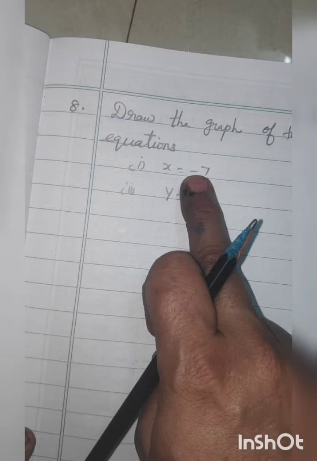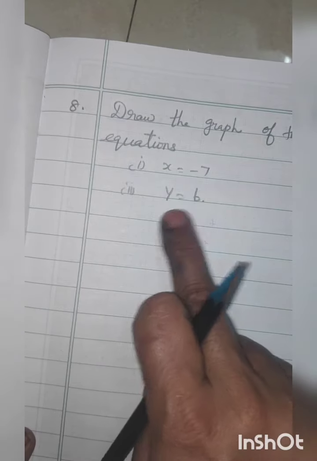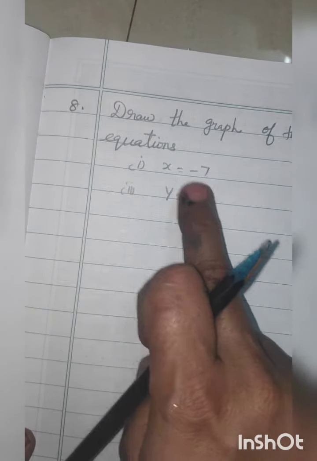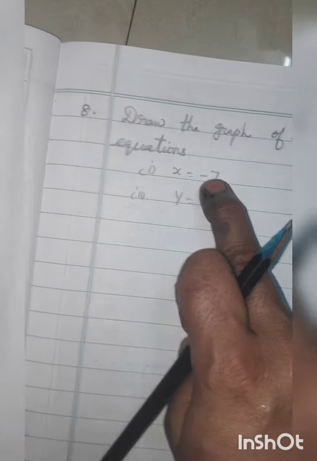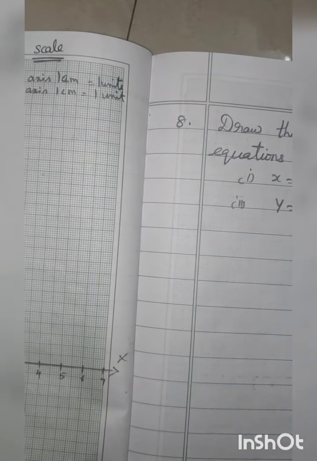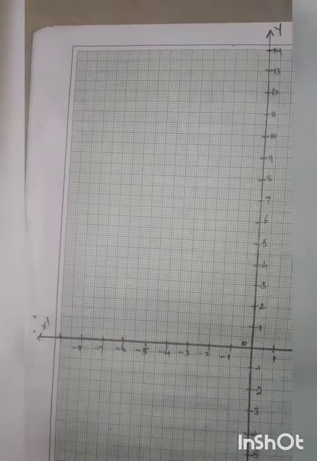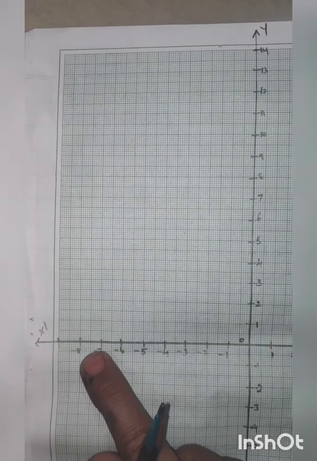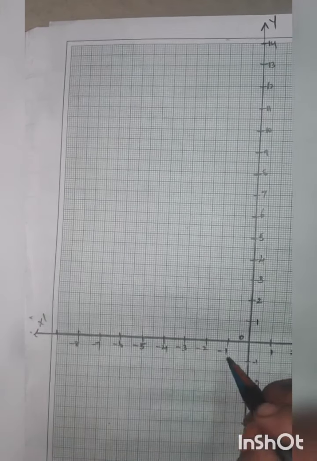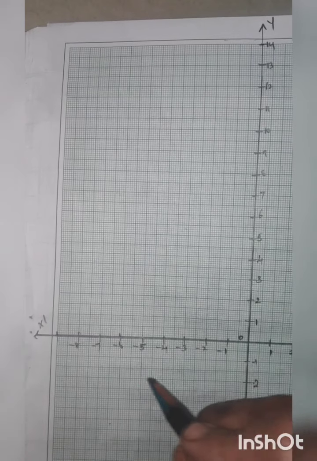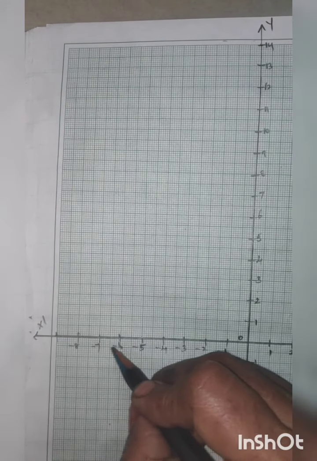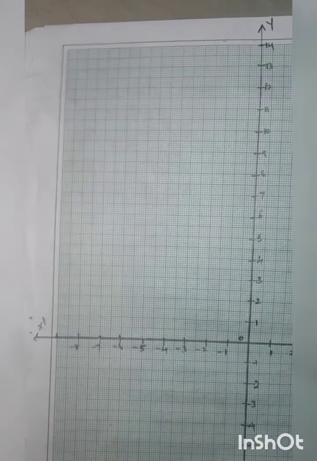x equal to minus 7 is the first question. y equal to 6 is the second question. X is a minus value. Do you see the x axis or the x dash axis? X dash. So on x dash, where is 7? Minus 1, minus 2, minus 3, minus 4, minus 5, minus 6, minus 7. Keep the point there.